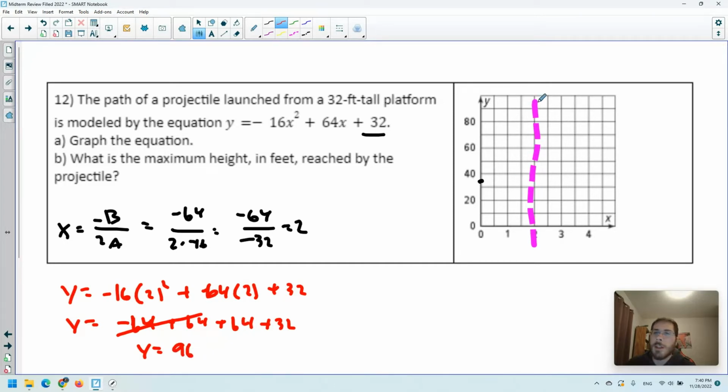So I can put my point at 96, which is all the way up here. My last point, I'm ready to reflect across the axis of reflection. So I'm 2 to the left, so I need to go 2 to the right. I can make a little parabola. I don't like that one. I'm going to make a new parabola. That's a little bit of a better parabola. So there's my parabola. I could keep going down. I guess this one's a projectile, so it should probably stop once it hits the ground. There we go. And that's what we got. So that's number 12.